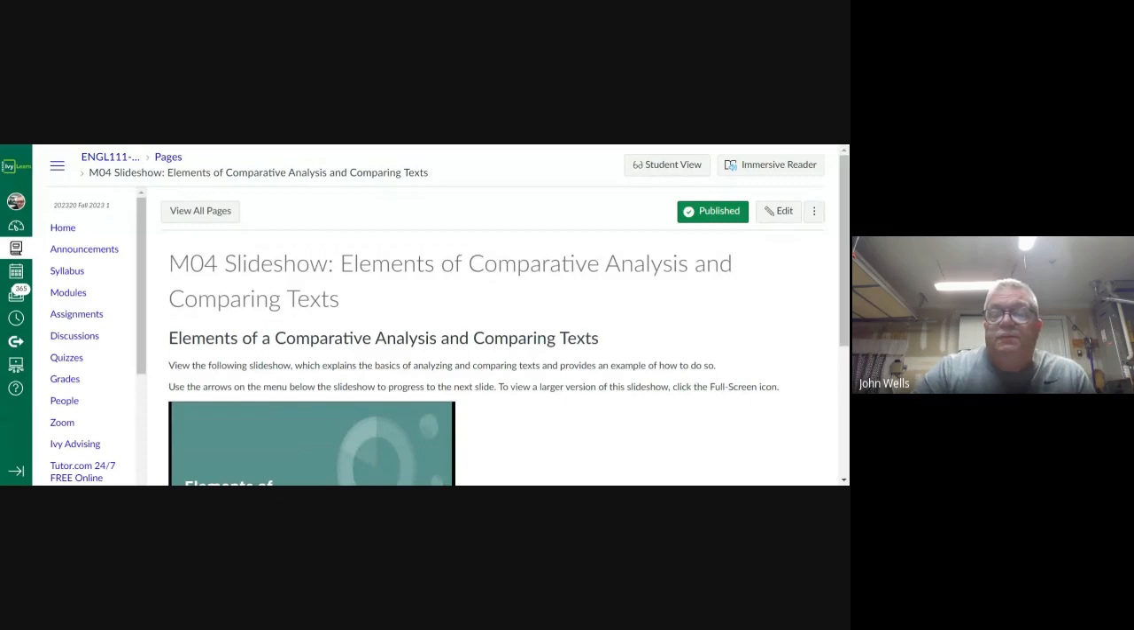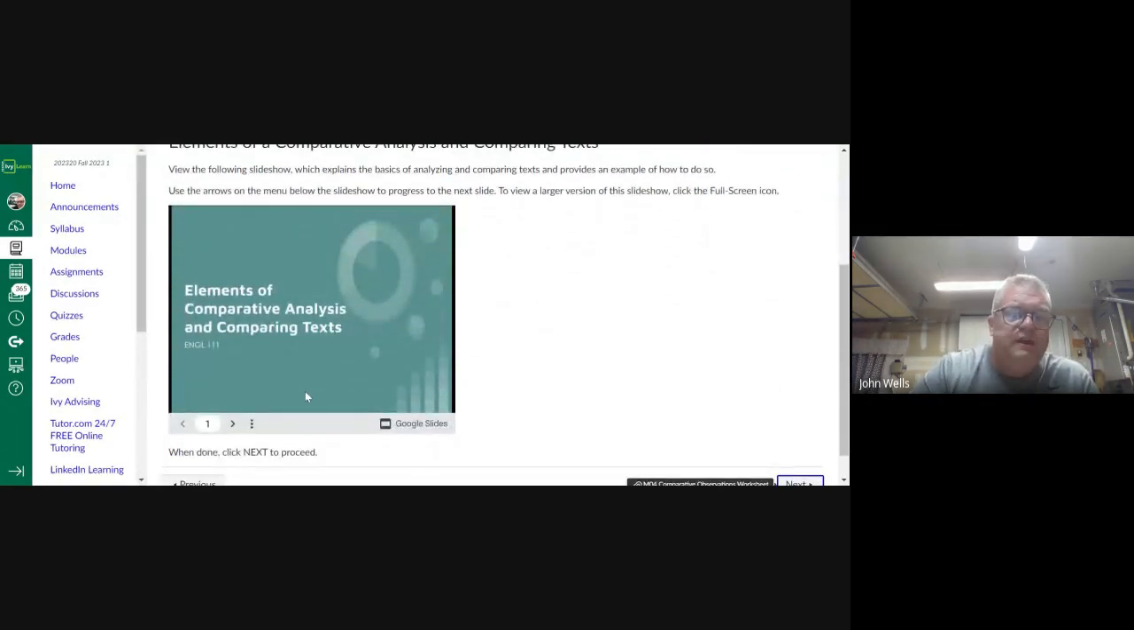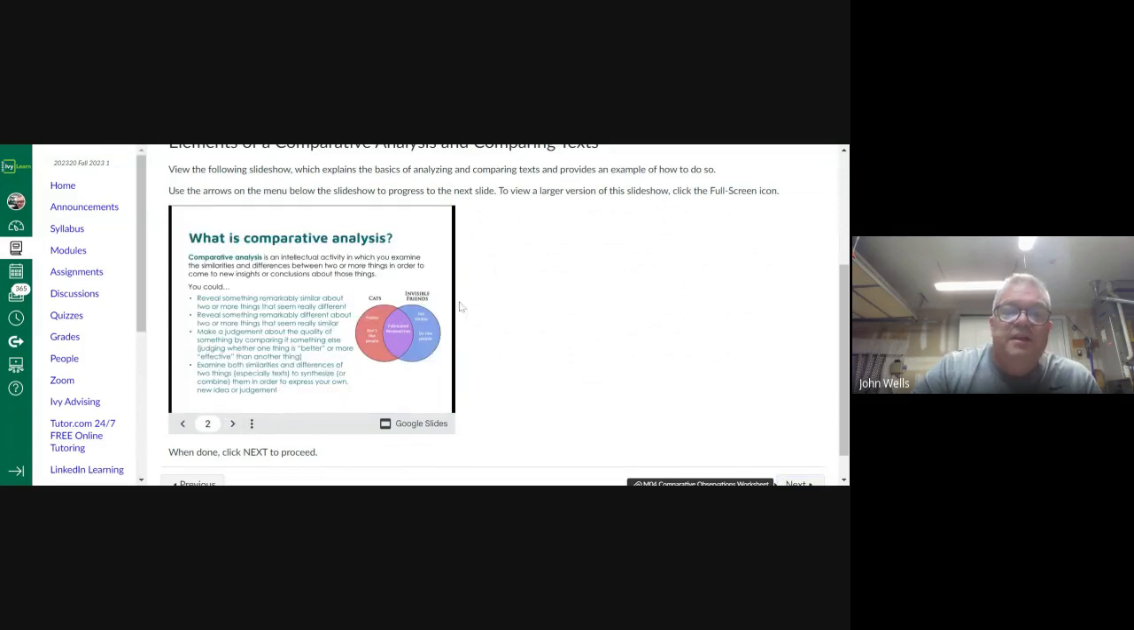We do have some additional information about the comparative analysis and how to compare text. This slideshow gives you a lot of really good information. Again, if you think about right here, you have what's different. When you're looking at this Venn diagram here, the red and the blue, those are what's different. The purple, how are they similar? But the real big key will be, can you explain why that really matters? What is the significance of that? So that will give you some really good information on how to approach that.